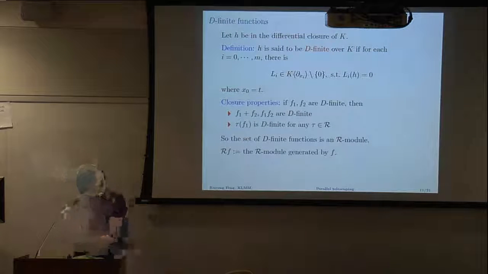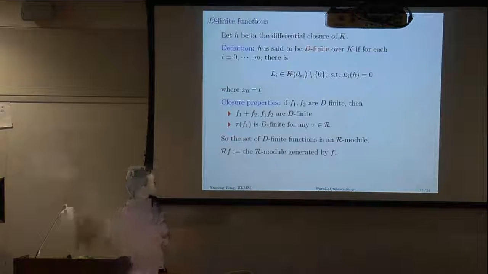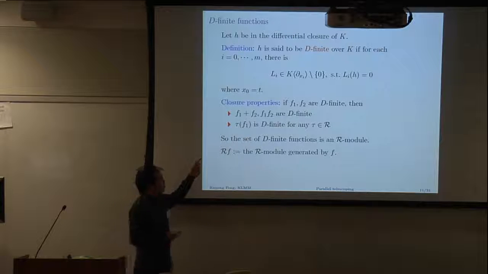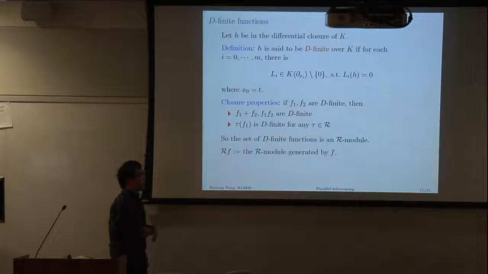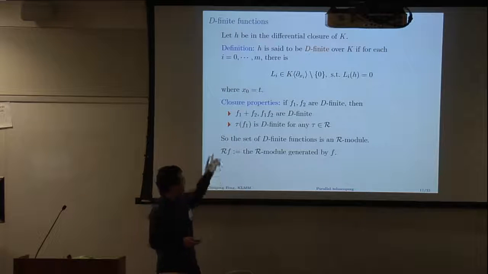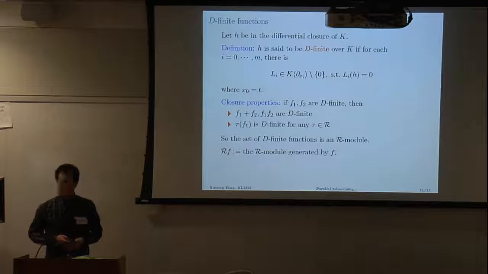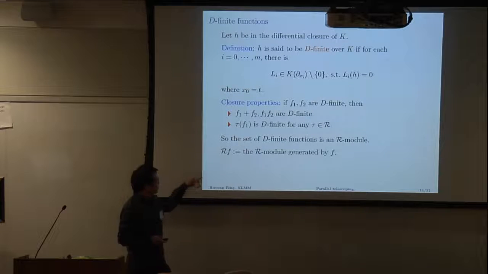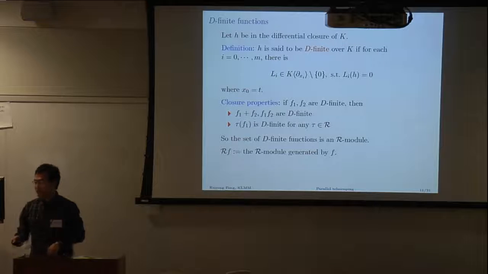Definite functions have the following closure properties. If f1, f2 are definite, then the sum and products are also definite. And moreover, for any element in the ring of differential operators, we have that applying it to f1 is also definite. And so the set of definite functions is an R-module, and we will use RF to denote the R-module generated by F.